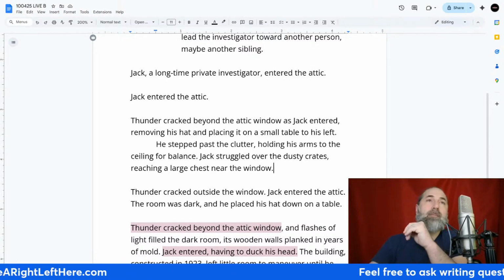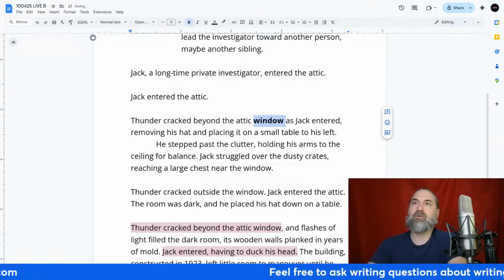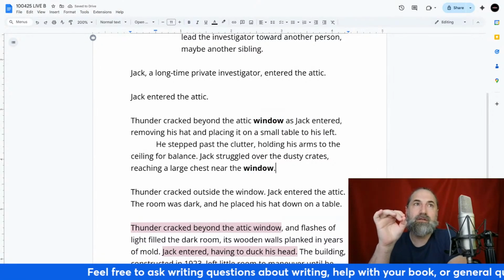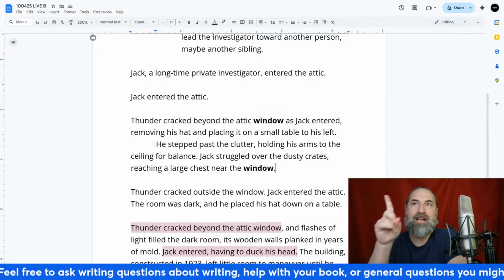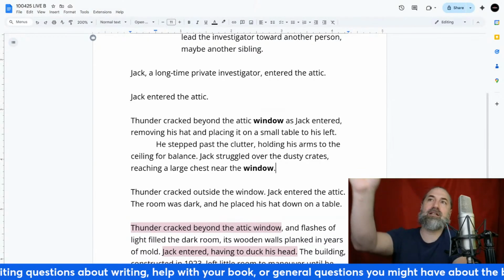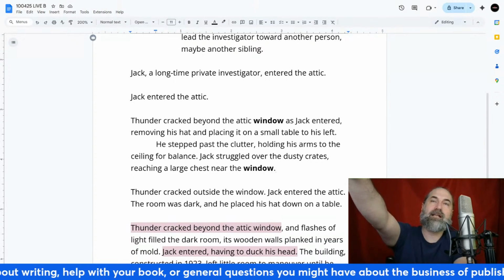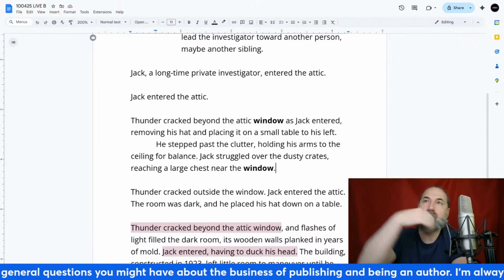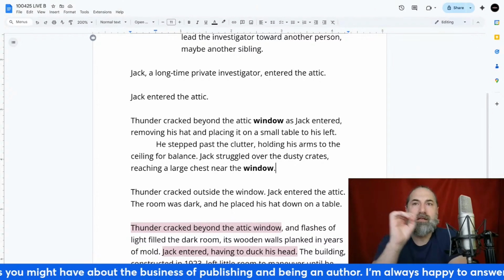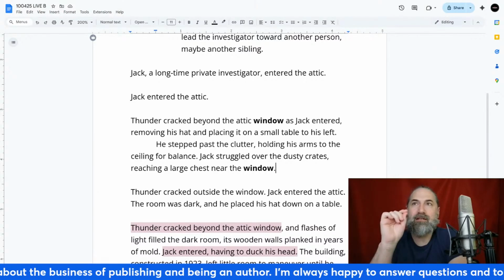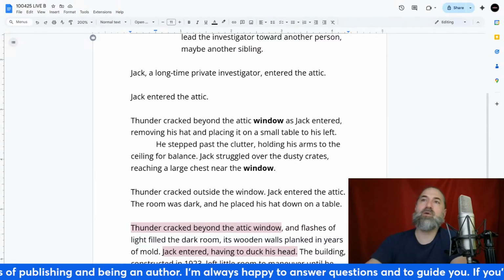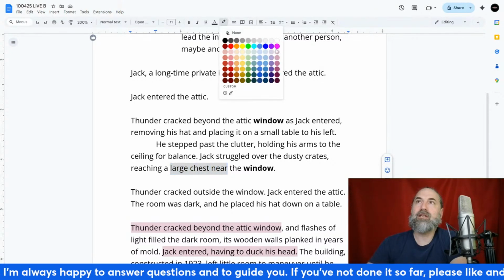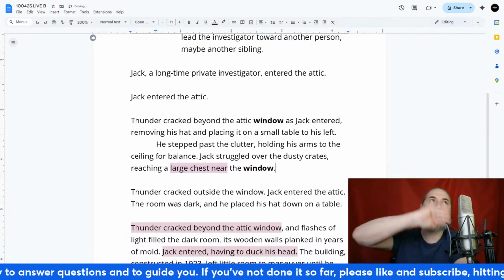So here's a couple of things. Window. We have connected the windows. So the window is the first thing Jack noticed. Thunder cracked beyond the attic window. All right? Because he's the one noticing that as Jack entered, removing his hat. So now we have connected the narrative thread. He was heading towards the window anyway. Why? Because there was a large chest near it. Okay? So we are backtracking and connecting things.